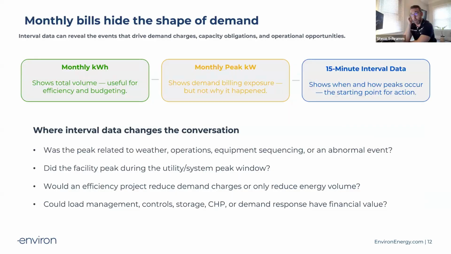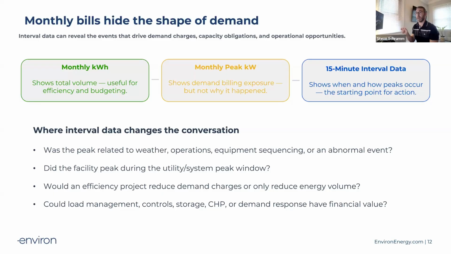Thanks, Jeff. Okay, so looking at a monthly bill, I would like you to think of it this way. Your monthly kWh is the amount of electricity you consume for that month. Your monthly peak is how much you're consuming right now in any given moment. If you use the car analogy, your monthly kWh is how long you're driving, or distance of your travel. Your monthly peak kW is how fast you're going.